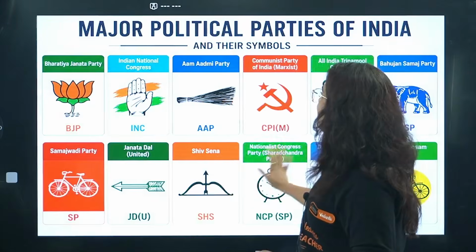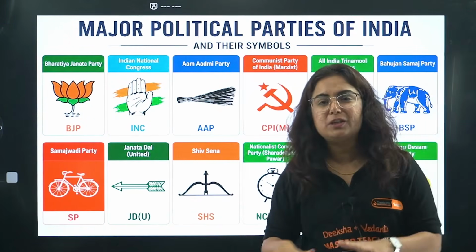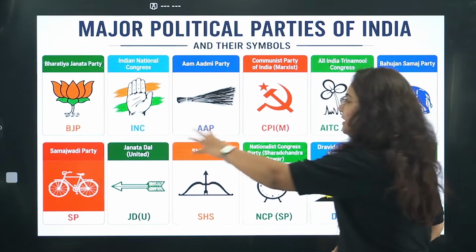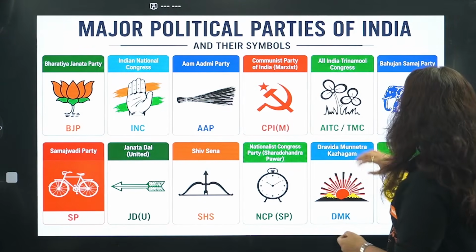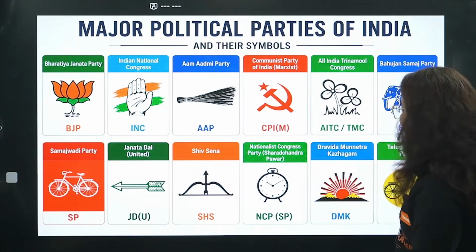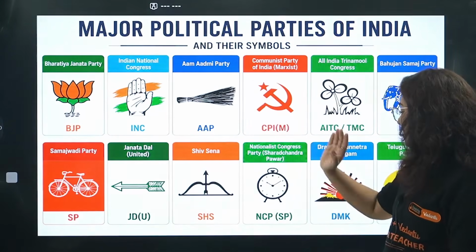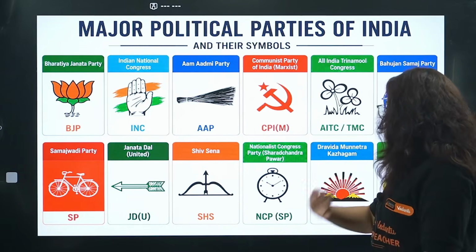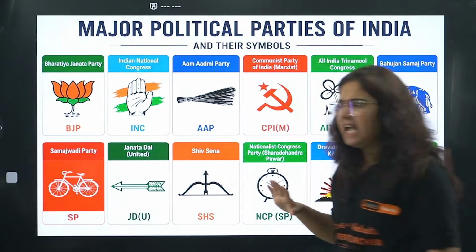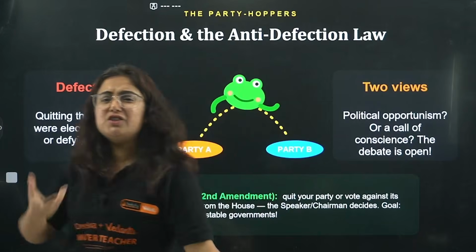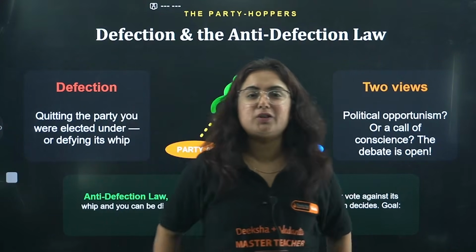So this is the role of political parties in India, and here is a quick snap of major political parties of India. BJP, Congress, CPI, Communist Party, then we have Trinamool Congress, BSP, Bahujan Samaj, SP, JD, SHS, NCP, DMK, TDP, and many more. I just added some 10 major political parties, and here comes the next important topic, defection.